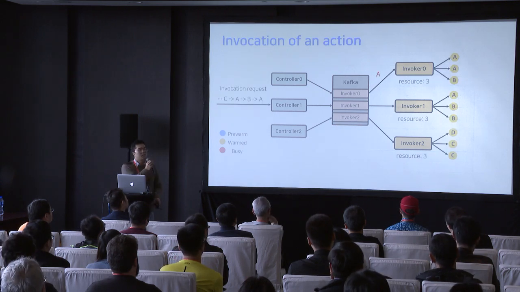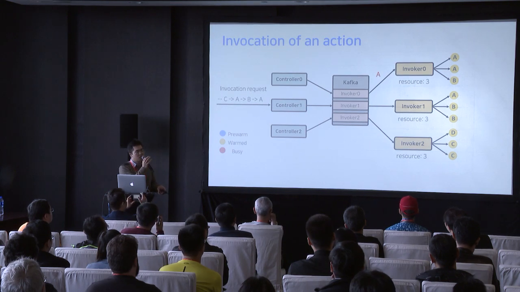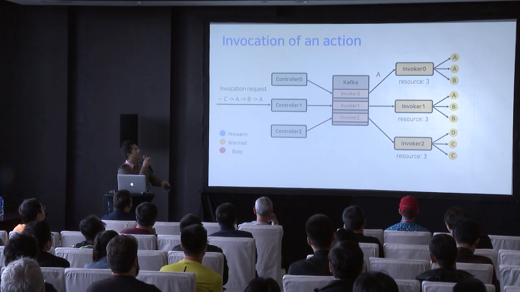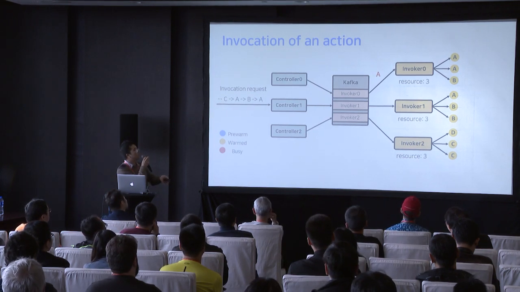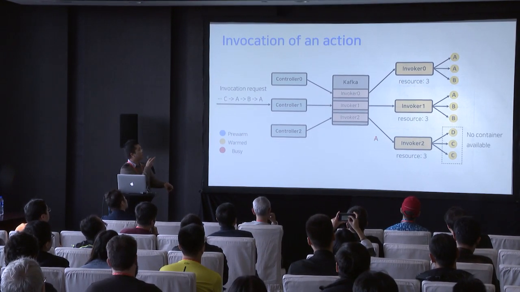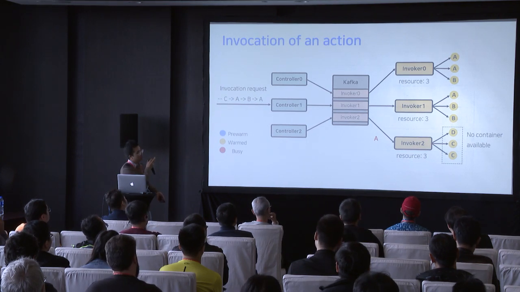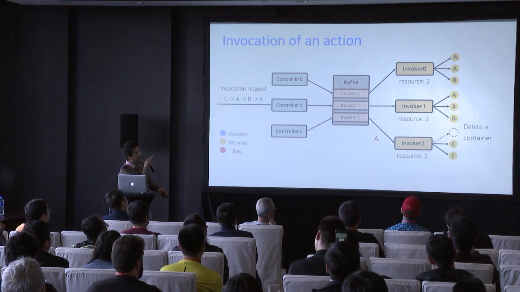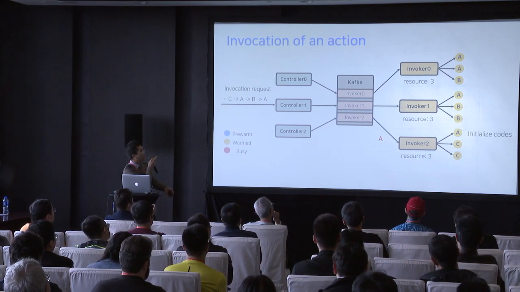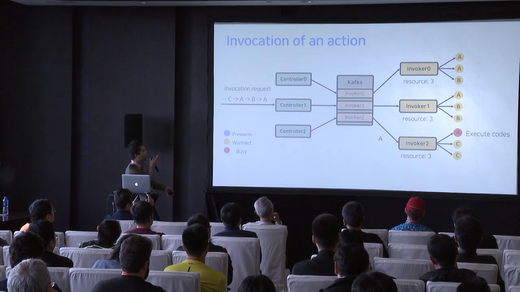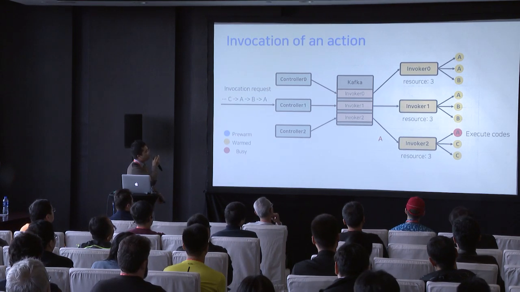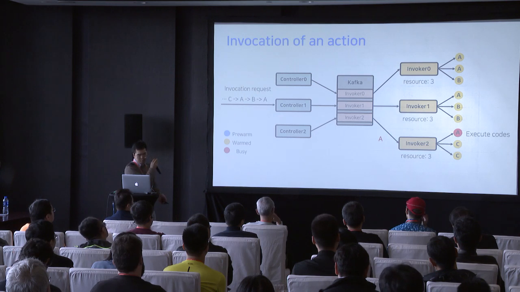And in a real case, the cold start can get even worse. Let's say we have these warmed containers in the system, and here an invocation of A comes to invoker 0. This is a warm start. Now it's great. But when it comes to invoker 2, yes, we first need to delete a warm container and start a fresh new one and initialize the code. And finally, we can execute the code. So there is an additional container deletion step added to the cold start.